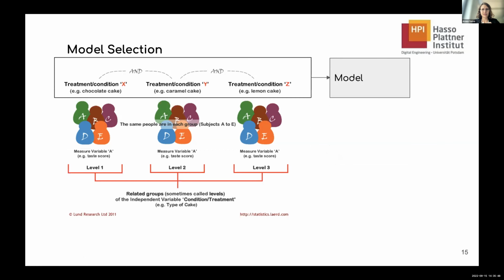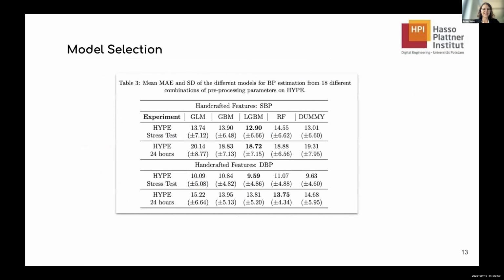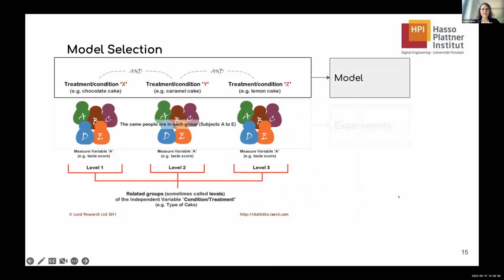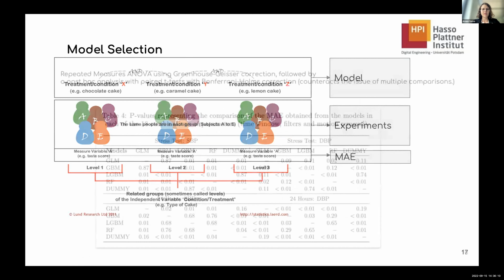So if I go back to the slide, it should have come after. Here, those are the mean absolute errors we obtained. So basically you can see LGBM performed a bit better than the others, except for this last experiment where we had our heart 24 hours and diastolic blood pressure. But then using this kind of analysis, we could see if that was significant or not.